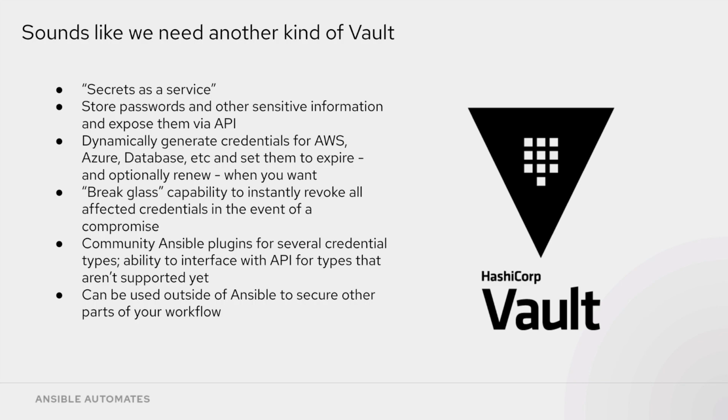Ansible community plugins allow for several of the credential types that Vault can manage to be integrated into Ansible workflows using these plugins. And then for the credential types that aren't supported in these plugins, you can call into Vault's API using the URI and other modules for things that aren't supported yet. And then the final thing here is it can be used outside of Ansible to secure other parts of your workflow. So again, this goes back to things like Jenkins. It has native secrets for Kubernetes. So if you want Kubernetes to spin up a bunch of pods and you don't want Ansible to be aware of any of the secrets exchange there, you can have Vault do all that kind of stuff.